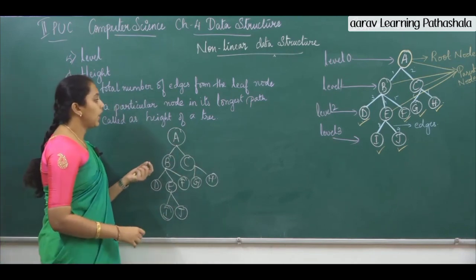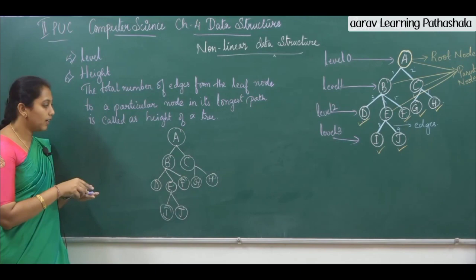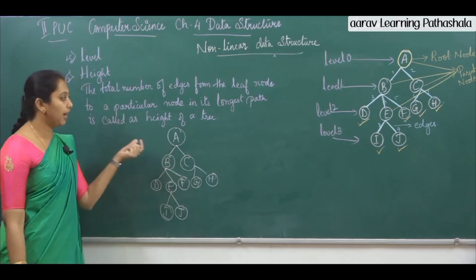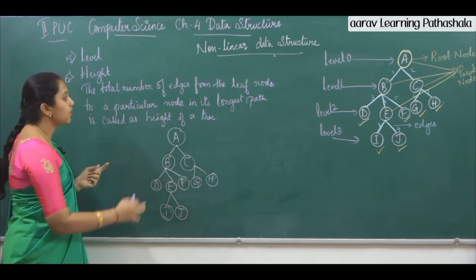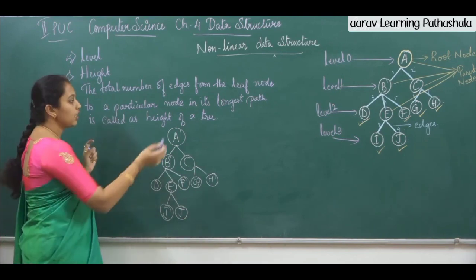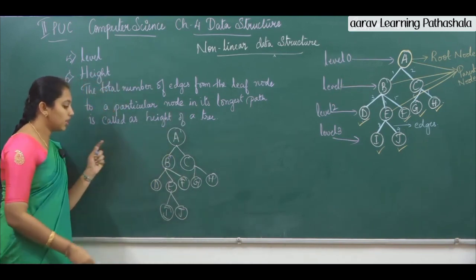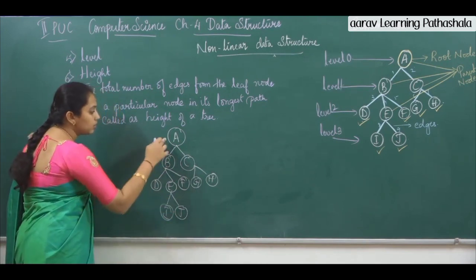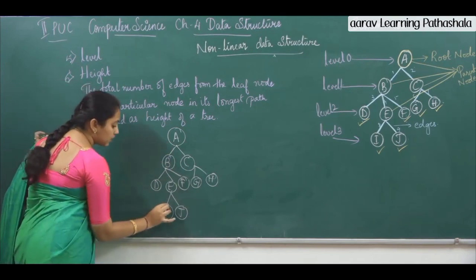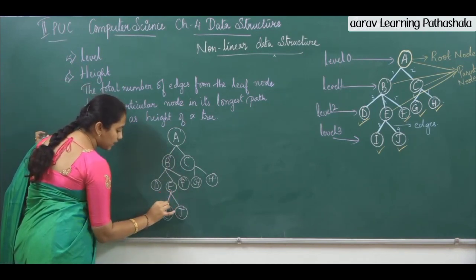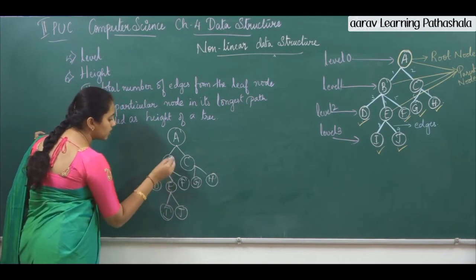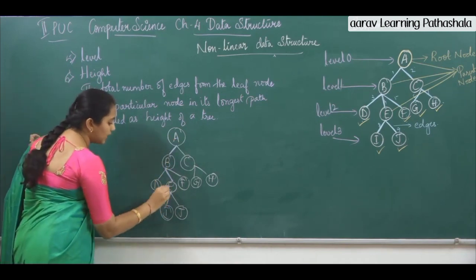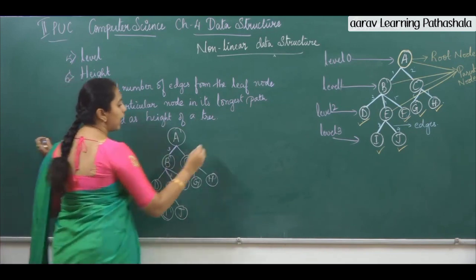In this tree, I want to find the height of node A. So how to find the total number of edges from the leaf node to a particular node in its longest path? The leaf nodes are I and J. So I am going to find the path to the root node in its longest path. We have to consider the longest path. So this is the longest path. So what is the height? 1, 2, 3.